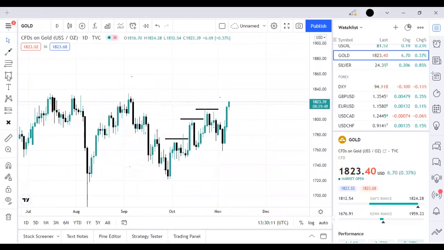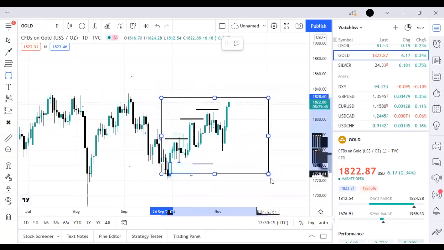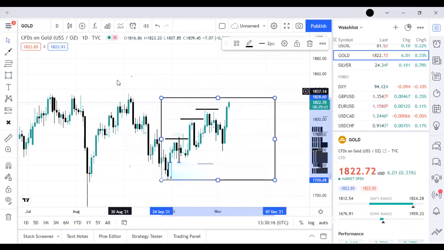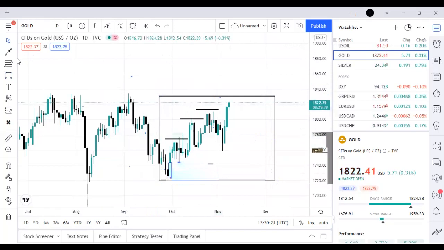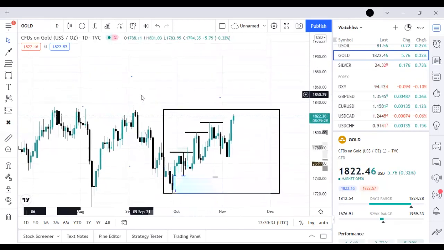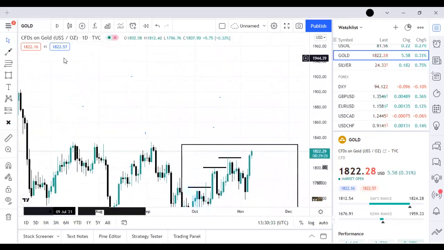This particular section on the daily time frame is what I call the major structure. Right, this is the major structure which you are supposed to be focusing on, because you need to understand that there are major structures, there are intermediate structures inside the major structures, right?